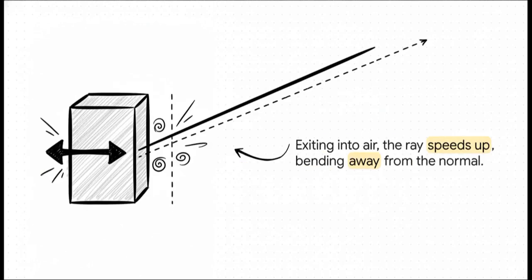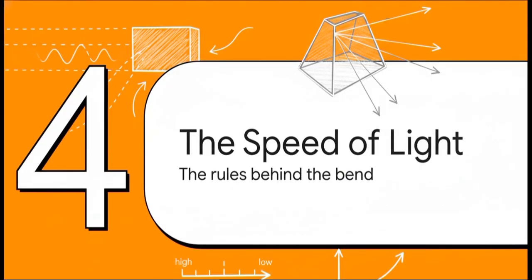As it exits the glass and pops back out into the rarer air, it gets to speed back up. And this shows us the second rule perfectly. When light speeds up, it bends away from the normal. And check this out. The ray that comes out is perfectly parallel to the one that went in. It's just been shifted sideways a little. How cool is that?